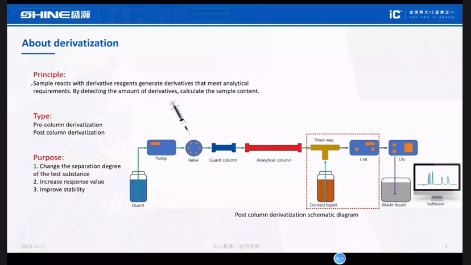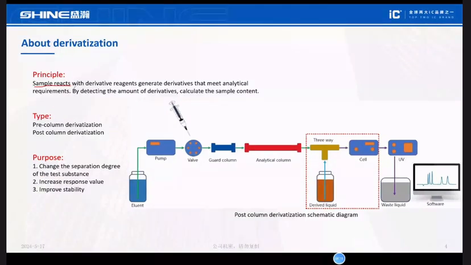In the sample, the compound will react with the derivative reagent, and it will generate the derivatives, and that's what we can detect. By detecting this and calculating the sample concentration, so that's the principle.